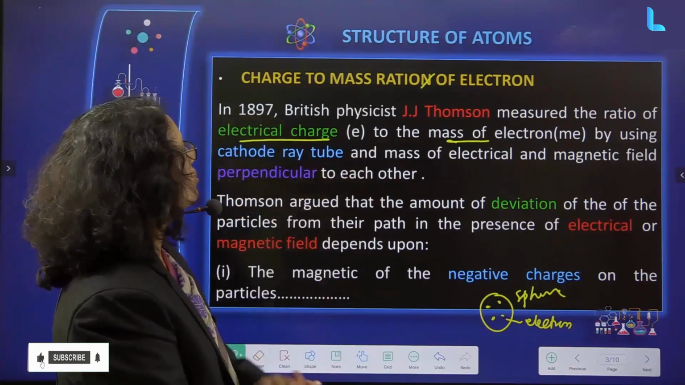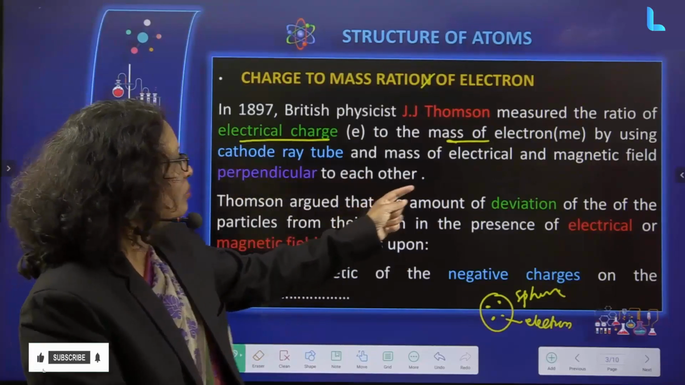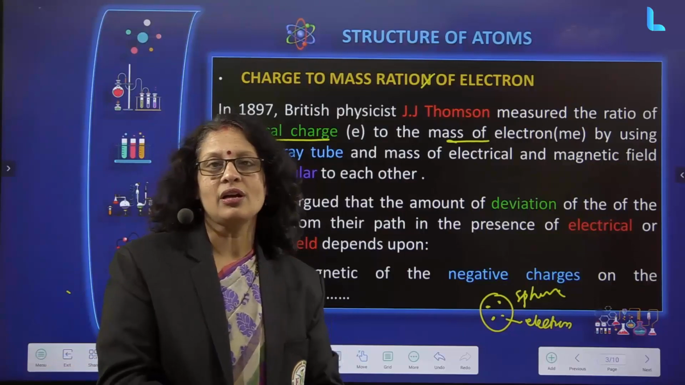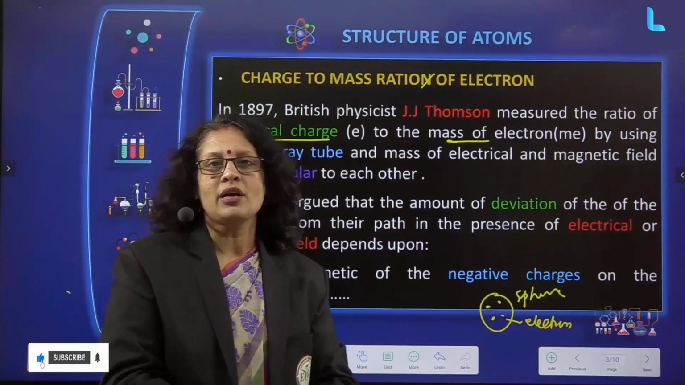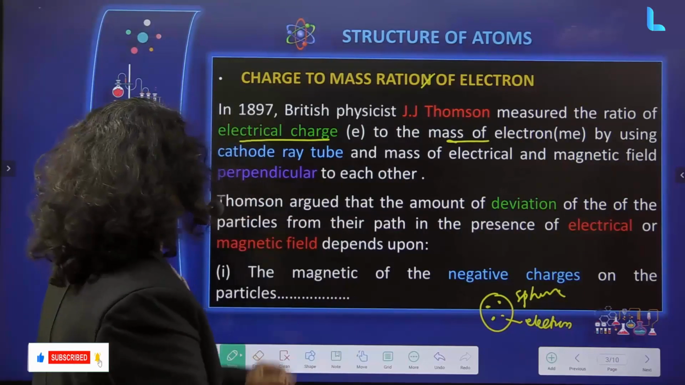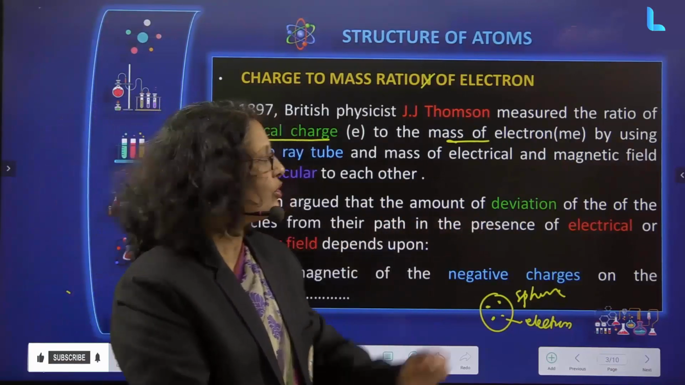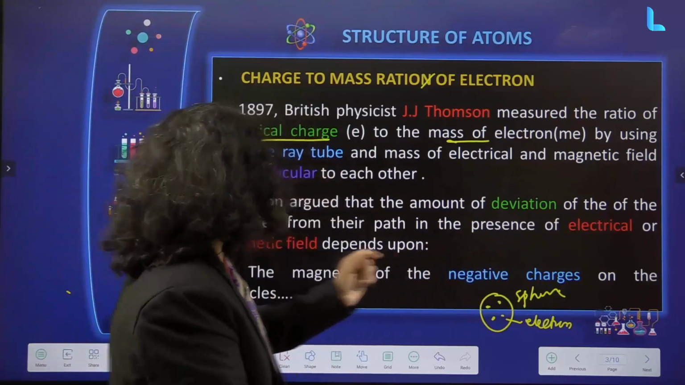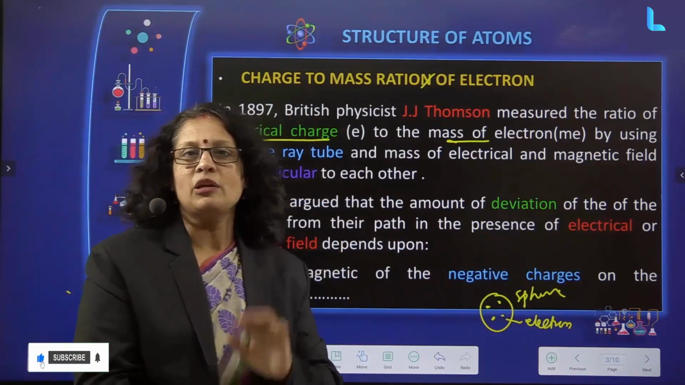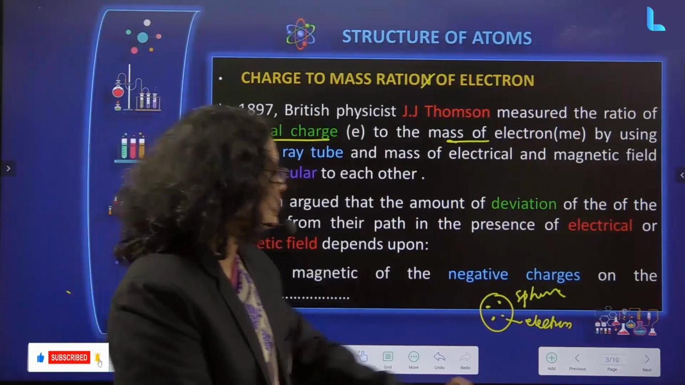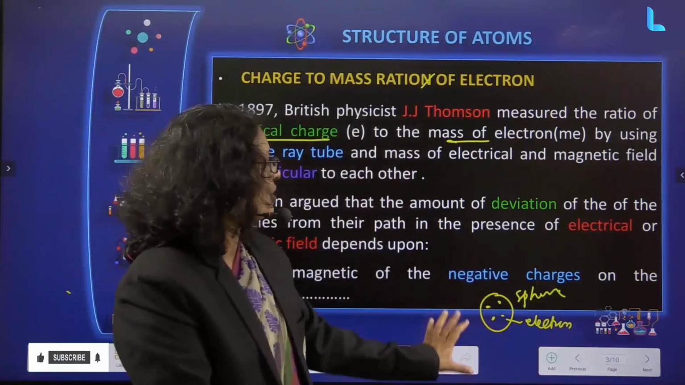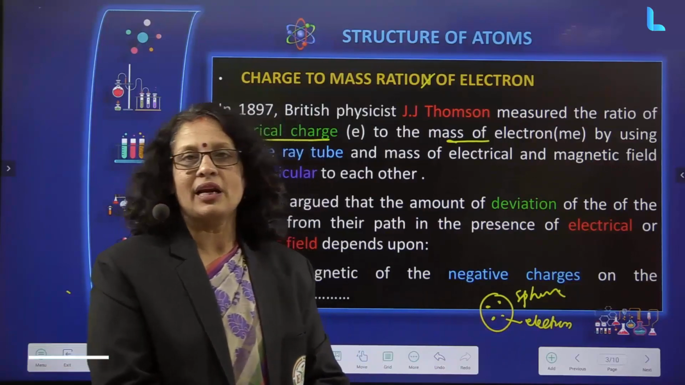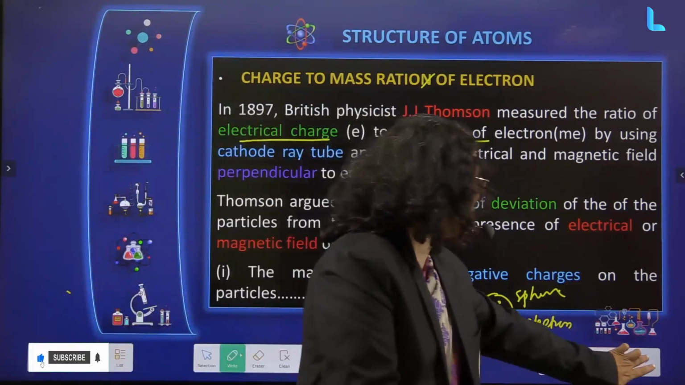So for the mass to charge ratio, the cathode ray tube is placed in electric and magnetic fields perpendicular to each other. Here the electric and magnetic fields are applied perpendicular to each other. Thomson argued that the amount of deviation of the particles from their path in the presence of the electric or magnetic field depends upon specific factors. Now like this, the Thomson model is given. It is like a sphere and there are electrons present. We will discuss that in detail.